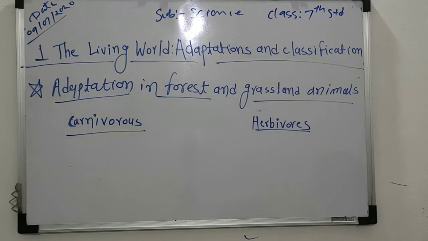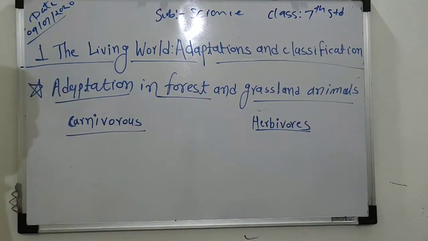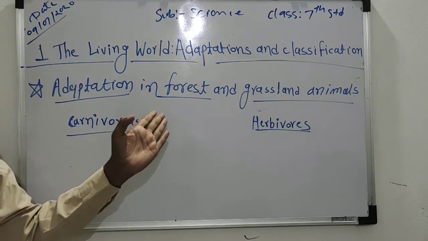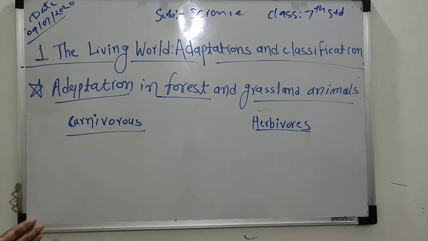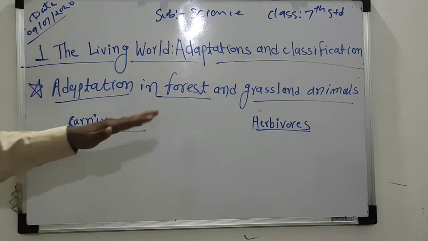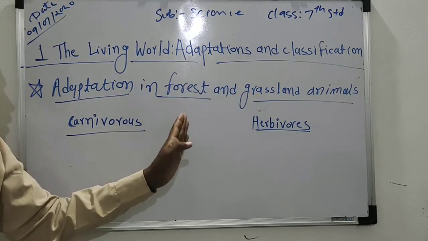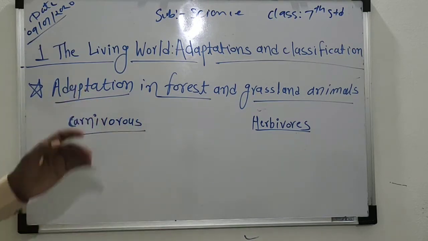So in previous topics we studied adaptation in aquatic animals, such as frogs and fish. Now in the next topic, adaptation in forest and grassland regions. What do you know about the forest? On a field visit, you see forest or grassland. Grassland has fewer trees available; these are grassland region animals. A forest has very tall, big trees, closely crowded, and that is the forest region.